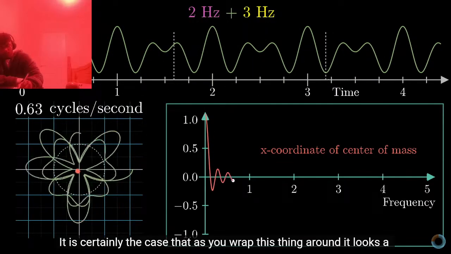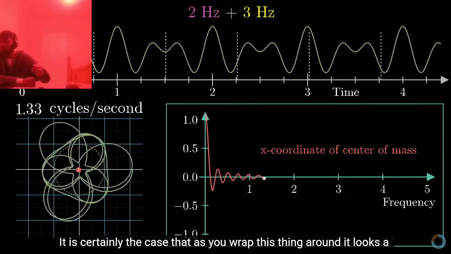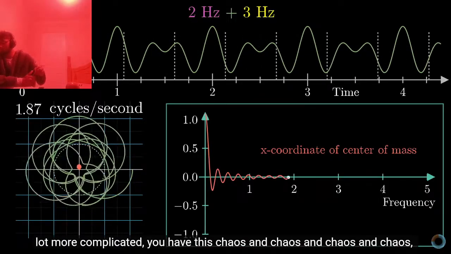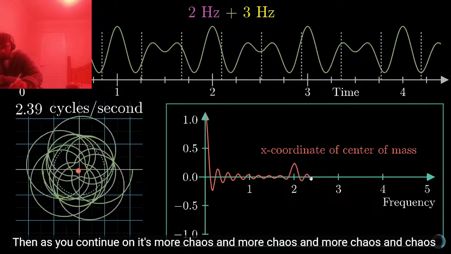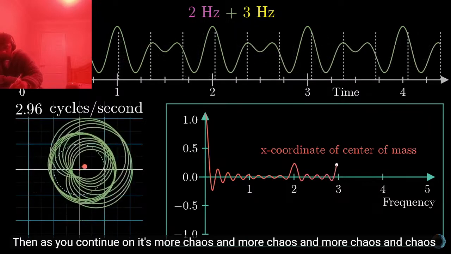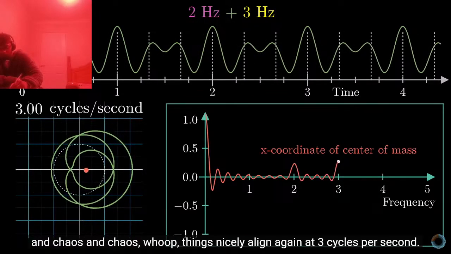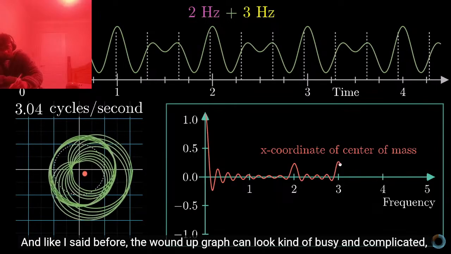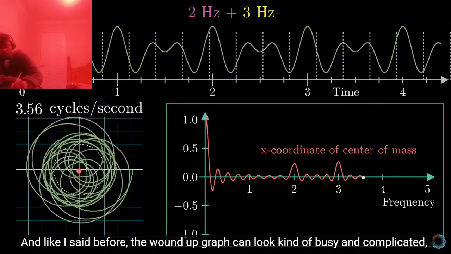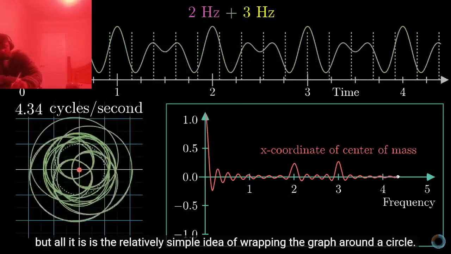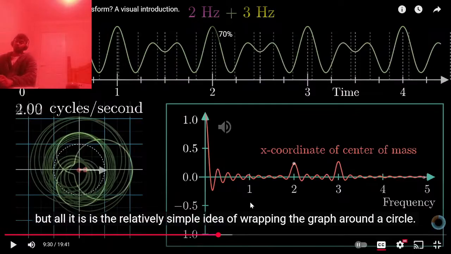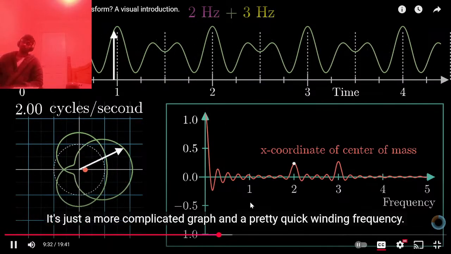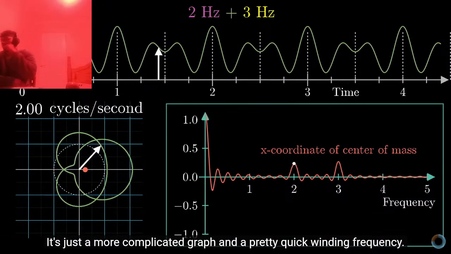It is certainly the case that as you wrap this thing around, it looks a lot more complicated. You have this chaos and chaos and chaos, and then whoop, things seem to line up really nicely at 2 cycles per second. But as you continue on, it's more chaos, and then whoop, things nicely align again at 3 cycles per second. And like I said before, the wound-up graph can look kind of busy and complicated, but all it is is the relatively simple idea of wrapping the graph around a circle. It's just a more complicated graph and a pretty quick winding frequency.